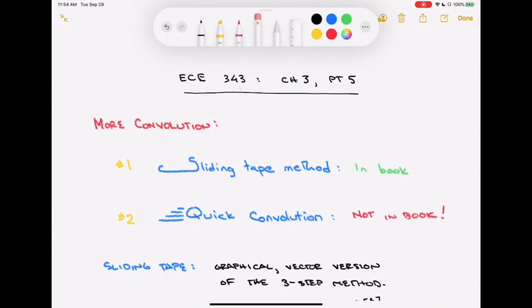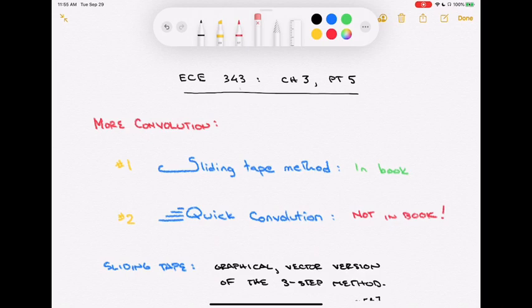Today, in this lecture, we're going to look at two additional mechanisms for carrying out the convolution sum. The first one is something called the sliding tape method, something that is covered in the book, so you can get additional details there if you like. The second one is not covered in the book, and it's something I will call quick convolution. Once we've covered these two additional methods for computing the convolution sum, we'll take a look at the topic of stability, both from an internal and external perspective, and we'll make some final comments to wrap up Chapter 3.